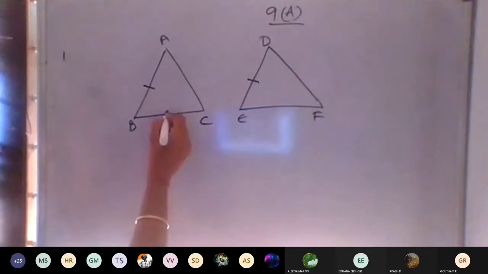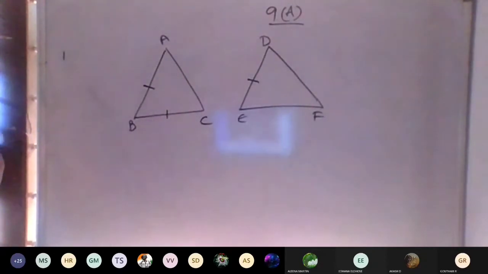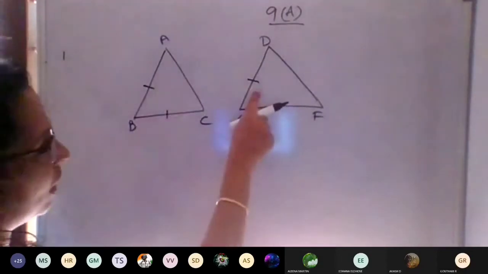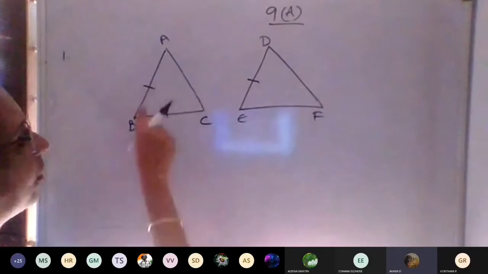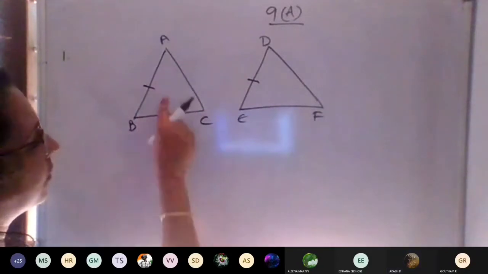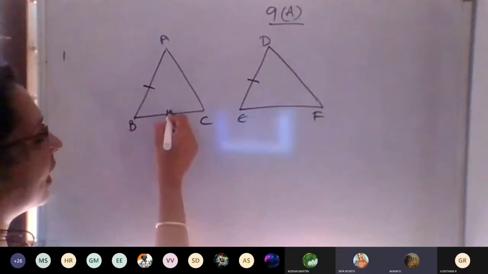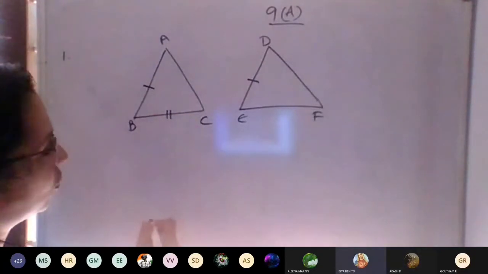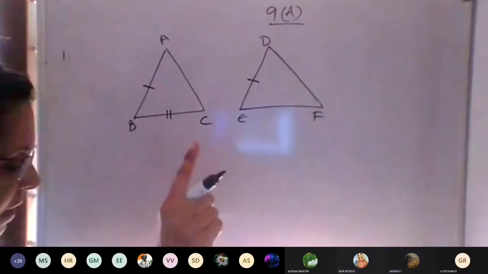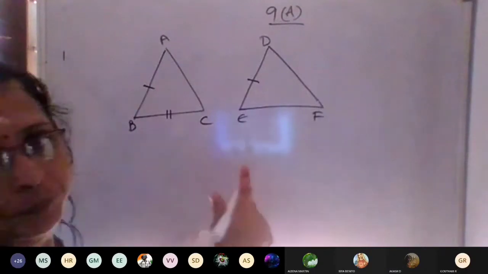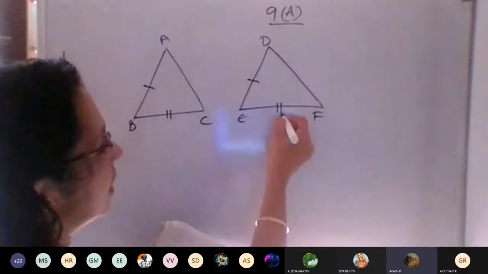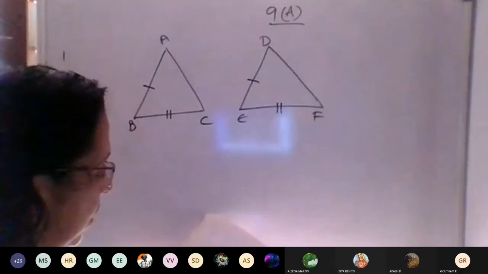BC. So can we draw one line here? No. These two are equal, but AB is not equal to BC. So we want to change that line. Two lines. That means given BC is equal to EF.